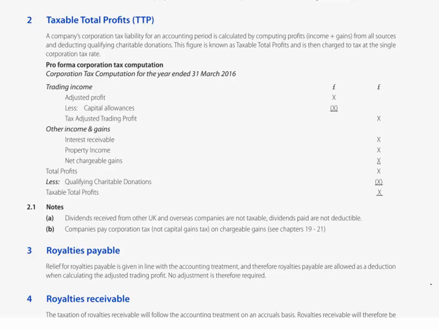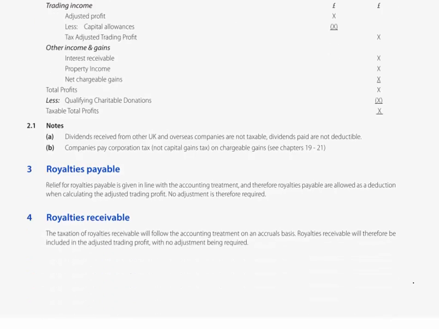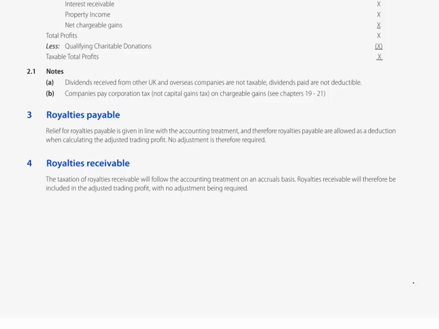If we just look down to the next couple of sections here, section 3 and section 4, the basic issues that we've not seen before but are relevant so far as companies are concerned are basically just normal issues in terms of preparation of the trading income calculation. What the company might be doing is to pay a royalty in relation maybe to a patent that it has the use of. Now, relief for those patent royalties payable will be given in line with the accounting treatment, i.e. we work on an accruals basis.